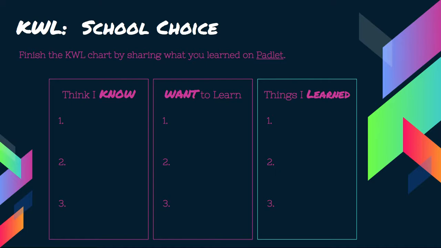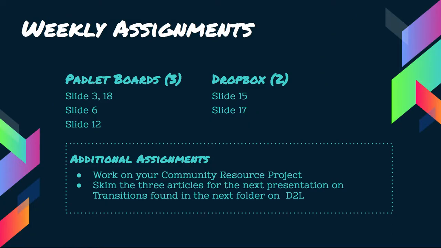Before we close out the presentation, I want you to go back around to that Padlet board and put in 3 things that you learned. And then just to recap, you have 3 Padlet boards. You have the KWL on both slide 3 and 18, slide 6, slide 12, and you're Dropboxing the activity for sorting on slide 15, and your choices to teach on slide 17.